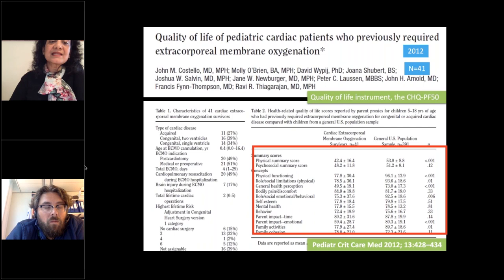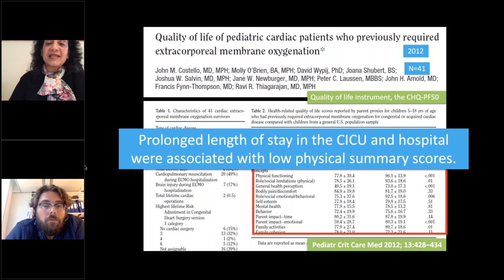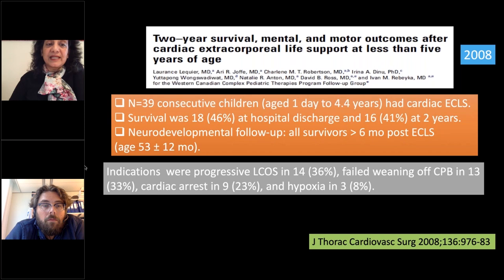This is a study published in 2012 in PCCM, looking at quality of life of pediatric cardiac patients who previously required ECMO. In a study of 41 patients using a quality of life instrument, what was found was that prolonged length of stay in the CICU and hospital were associated with low physical summary scores. This is another paper looking at two-year survival, mental and motor outcomes after ECMO support at less than 5 years of age. In a study group of 39 children, the survival was 46% with some attrition, going down to 41% at 2 years.